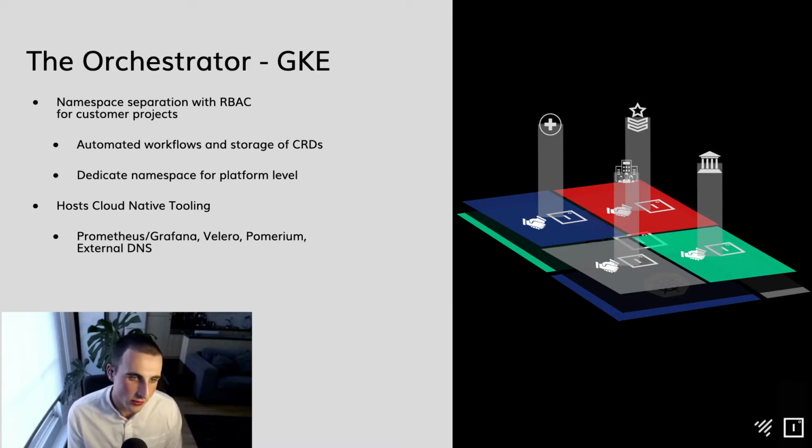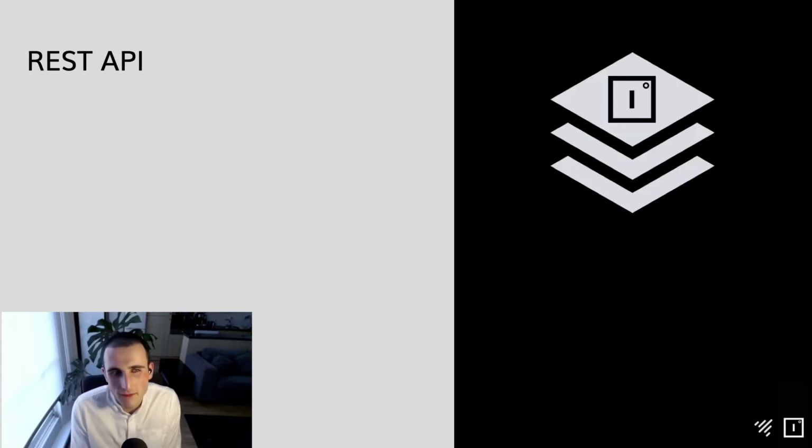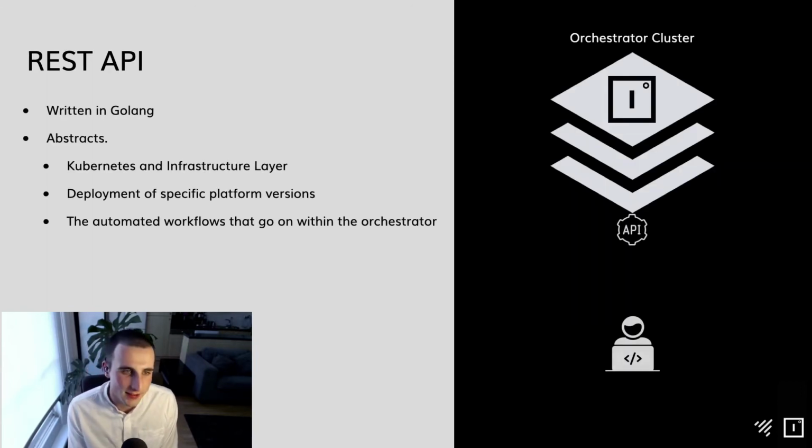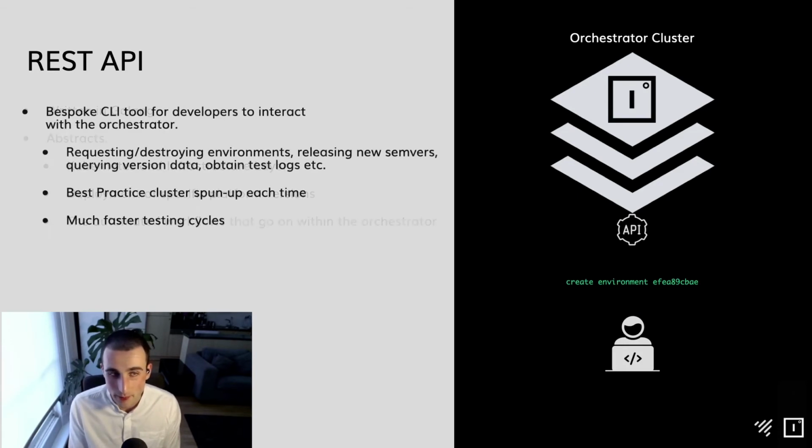On top of the orchestrator cluster on GKE, we also built a dedicated REST API. We felt it was important to abstract the Kubernetes and infrastructure layer and avoid engineers needing to deploy specific versions of the platform based off of all of these different components that are being changed all the time.